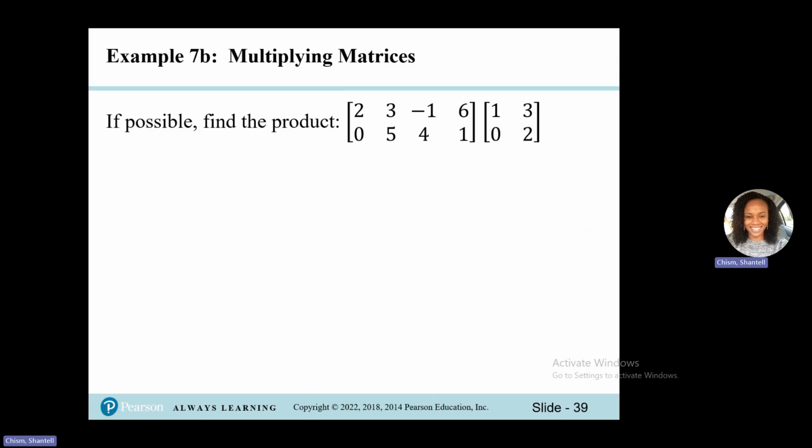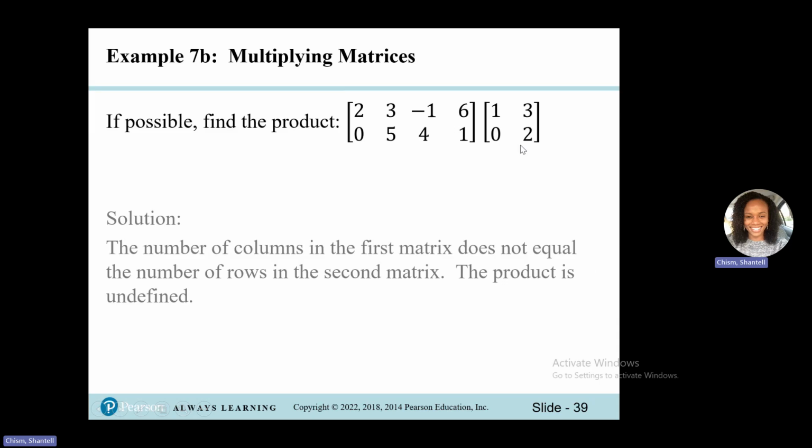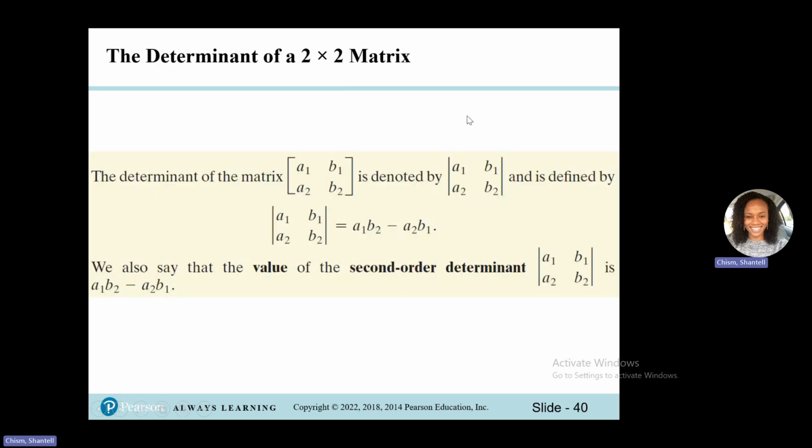Look at this one. This is a 2 by 4 times a 2 by 2. The number of columns here is 4, and the number of rows here is 2. They don't match. The number of columns in the first matrix does not equal the number of rows in the second matrix. So therefore, the product is undefined.